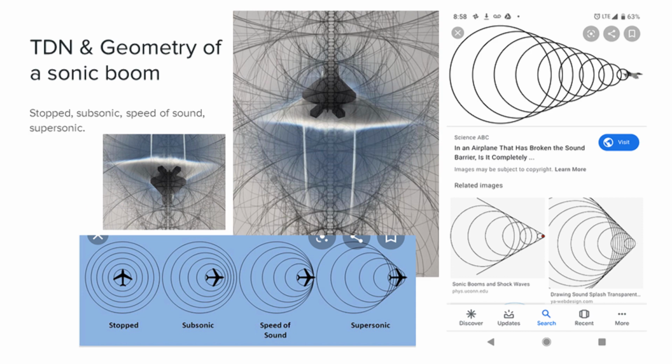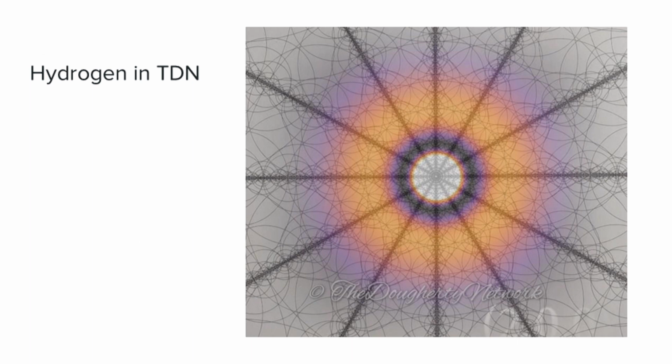I don't know. But anyway, hydrogen. Boom, there it is, right in the Dougherty network. Oh, of course it nests perfectly. There it is again, more pictures of hydrogen. Of course it nests right in the Dougherty set.